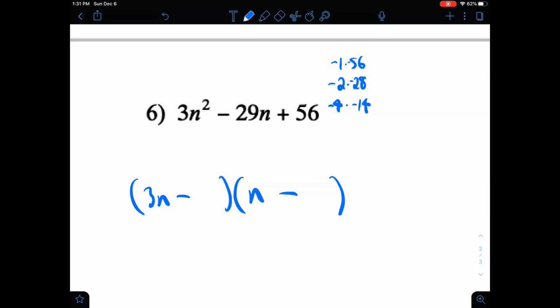56 divided by 6 does not work. 56 divided by 7 does work. So we have negative 7 times negative 8. Okay, and when you can stop is when these numbers start to go the opposite way. If we go up to negative 8, it's going to be negative 8 times negative 7. Well, we already have negative 8 and negative 7.